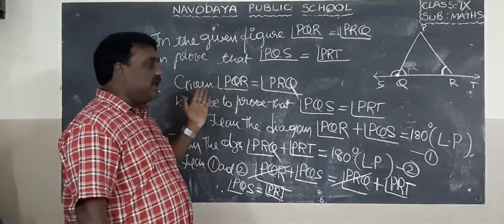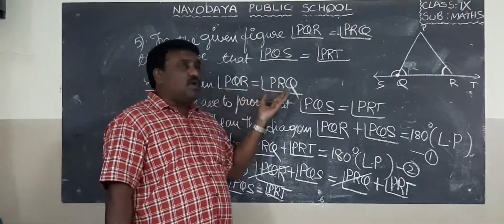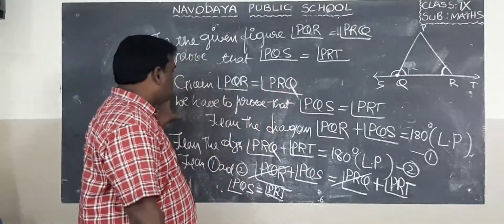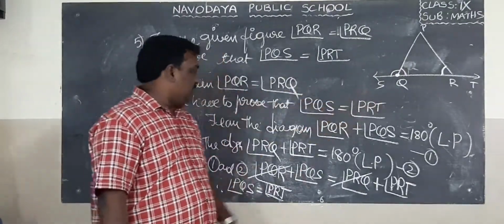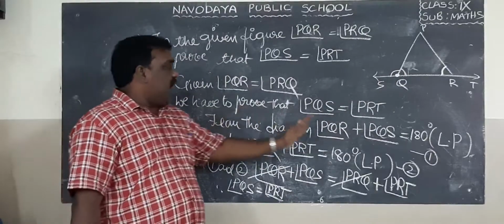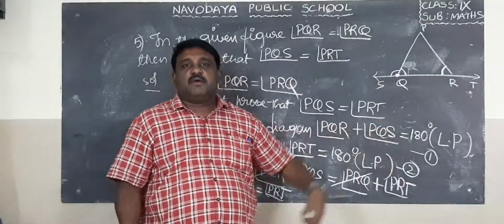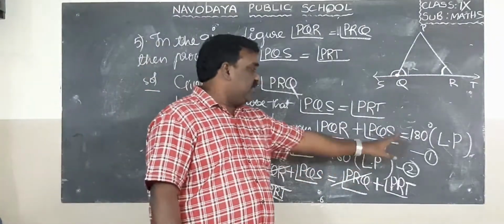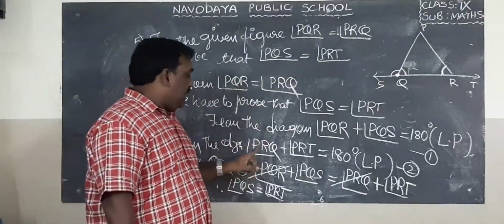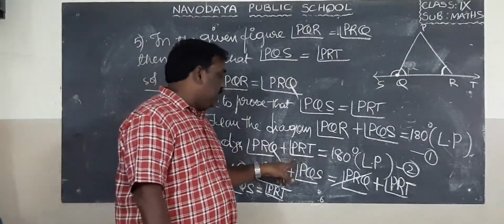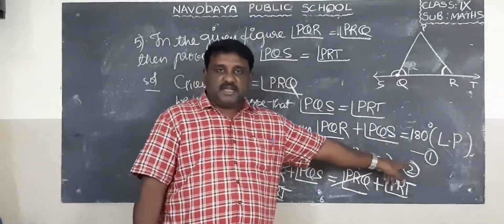See the problem again. What is given? Given angle PQR equal to angle PRQ. What to prove? We have to prove that angle PQS equal to angle PRT. Then from the diagram, angle PQR plus angle PQS equal to 180. What is the reason? Linear pair, equation 1. Similarly at R also, angle PRQ plus angle PRT equal to 180. What is the reason? Linear pair, second equation.